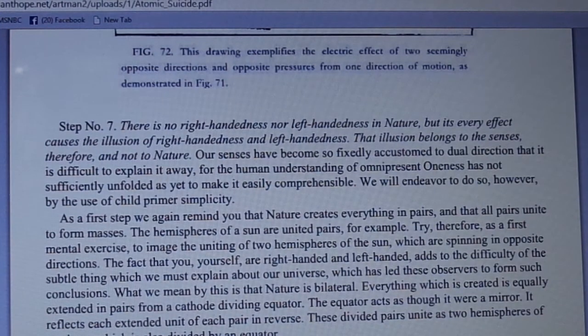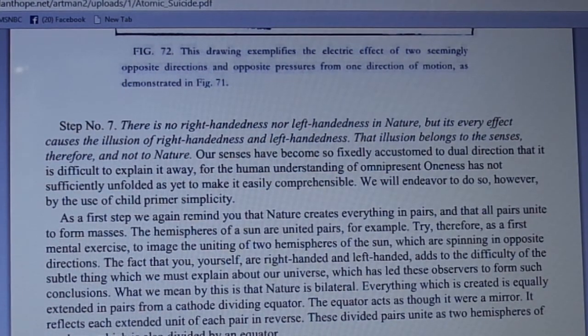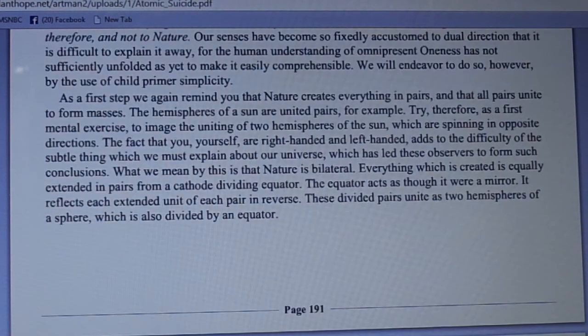What we mean by this is that nature is bilateral. Everything which is created is equally extended in pairs from a cathode dividing equator. The equator acts as though it were a mirror. It reflects each extended unit of each pair in reverse. These divided pairs unite as two hemispheres of a sphere, which is also divided by an equator.